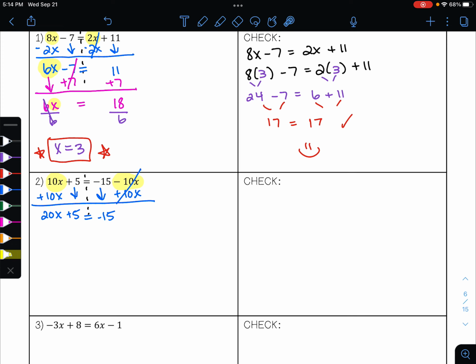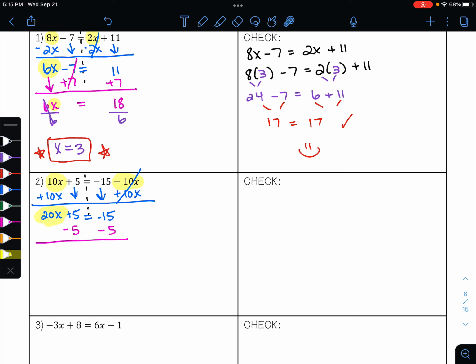Now my equation is 20x plus 5 equals negative 15. I want to get 20x alone. So I need to move this 5 to the other side of my equation. How do I undo addition? Subtraction.